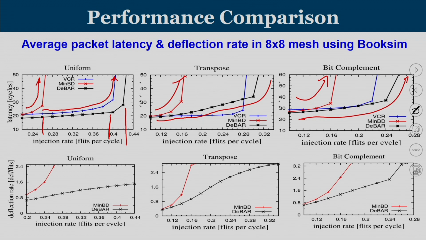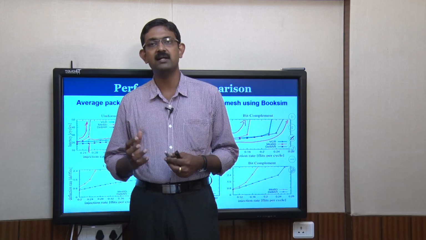Yet another parameter to be used for analysis of deflection routers is the deflection rate. So, when a flit is not getting a productive port, the flit gets deflected away.